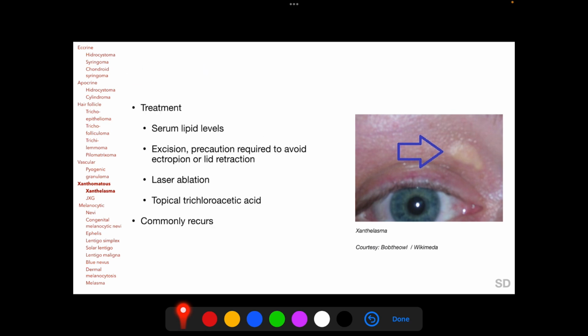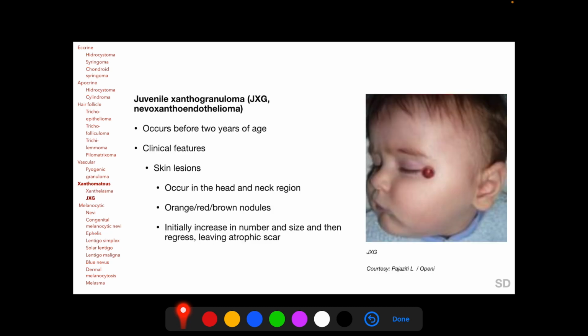Patients with Xanthelasma should undergo assay of serum lipid levels, and for cosmetic reasons, Xanthelasma can be removed by excision, laser ablation, or application of topical trichloroacetic acid. But following removal, Xanthelasma commonly recurs. Juvenile xanthogranuloma, JXG, or nevoxanthoendothelioma occurs before 2 years of age.